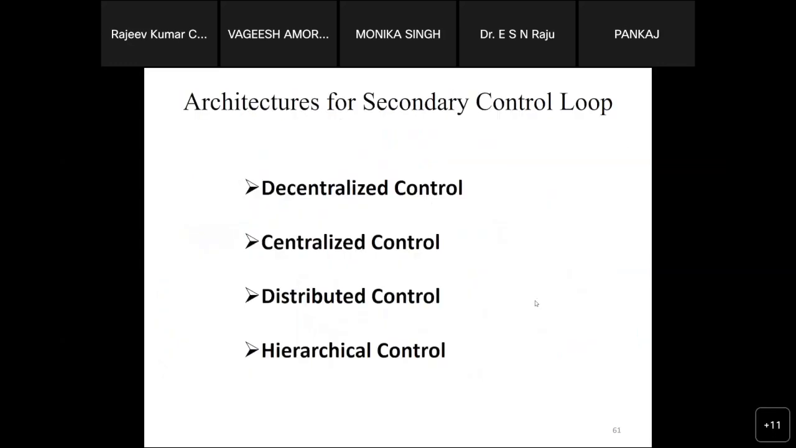So there are some different control techniques for the secondary level control. That is the decentralized control, centralized control, distributed control, as well as the hierarchical control. So I will go one by one.